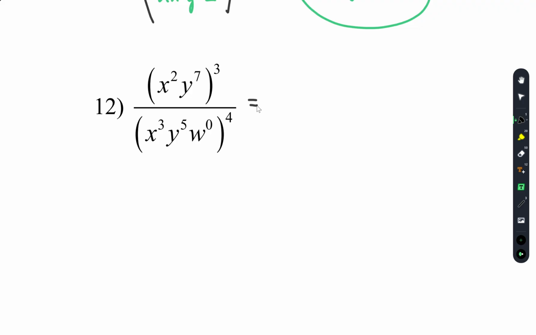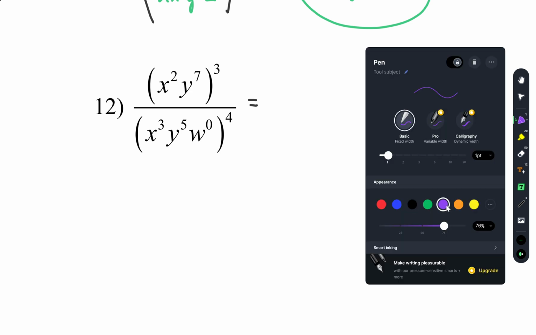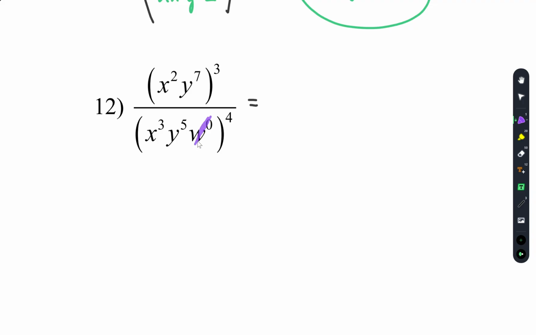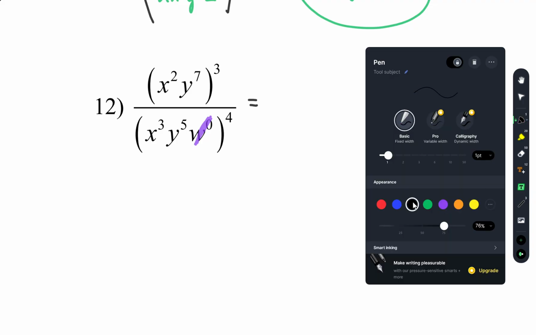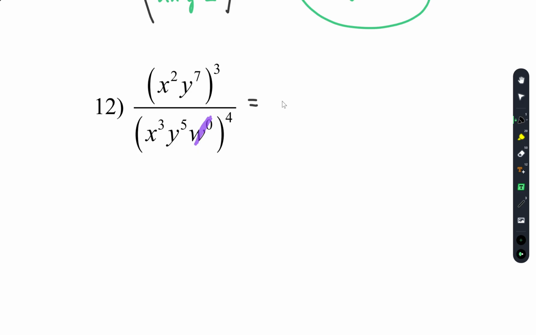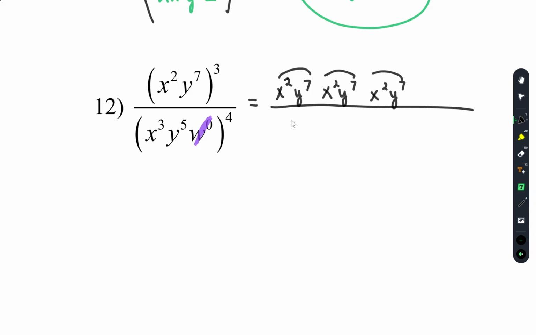Okay. For this one, W to the 0 power equals what? 1. Okay. So what you can do is just put a little 1 there. Now we're doing the numerator and denominator separately. So think of it, again, you don't need to be writing this all the time. Flip the 6, 7. This is what you're doing. 3 times the numerator. Okay, that's where this is coming from. And then we have 4 on the denominator.